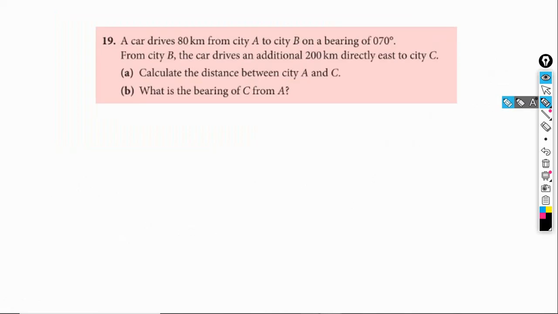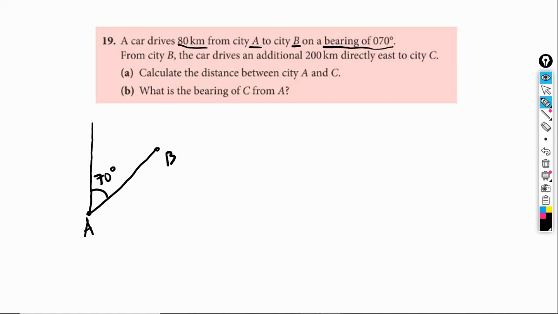Very well, so here we are on problem 19. A car drives 80 kilometers from city A to city B on a bearing of 070 degrees. So let's start with that information. Remember that when they talk about bearings, we need to have a nice vertical line that goes north to south or south to north, however you want to look at it. So if we have city A here, we need to measure the 70 degrees from A to B right over here. So this is going to be 70 degrees.